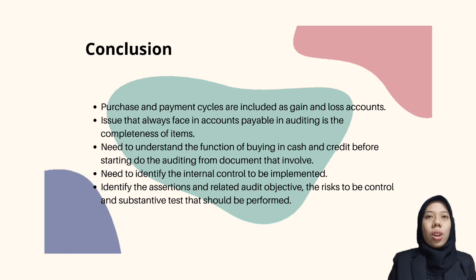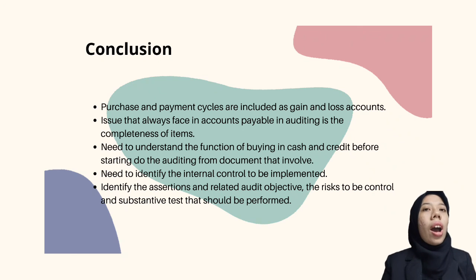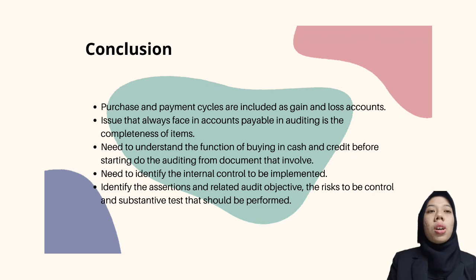In conclusion, we know that purchase and payment cycles are included as a gain and loss account. And we know the issue that we will face in account payable in auditing is the completeness of items. So, we need to understand the function of buying in cash and credit before starting the auditing from the documents involved. And we need to identify the internal control to be implemented. And the last one, we need to identify the assertion and related audit objective, the risk to be controlled, and the substantive tests that should be performed.